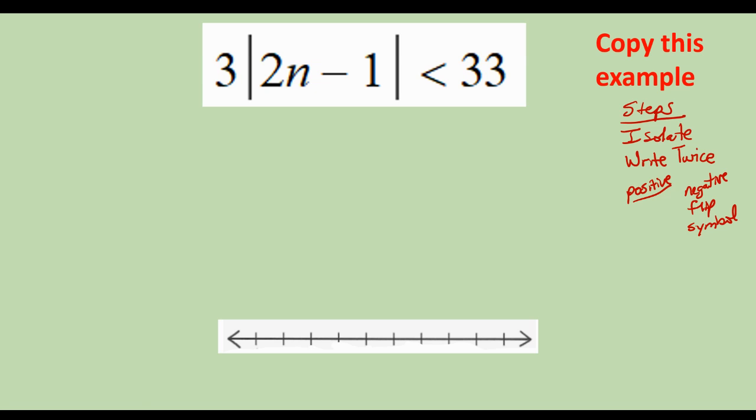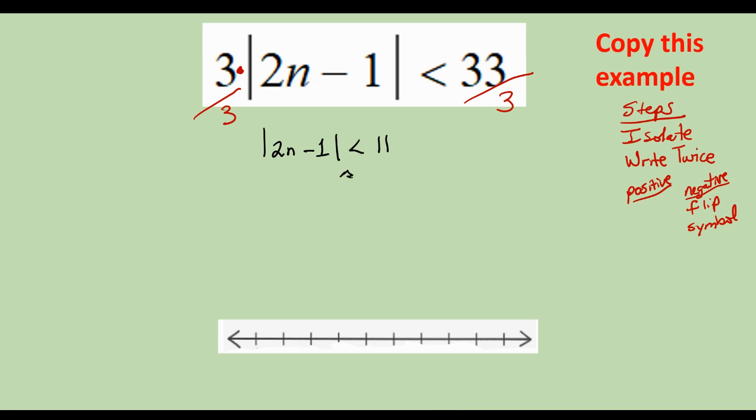Okay, all set. I just want to clean up this word right here. So we're going to make one positive, one negative, and flip the symbol. First thing we have to do is isolate the absolute value. So remember, there's a hidden multiply dot right here. So to isolate, we're going to divide both sides by 3. Bring down the absolute value. 33 divided by 3 is 11.